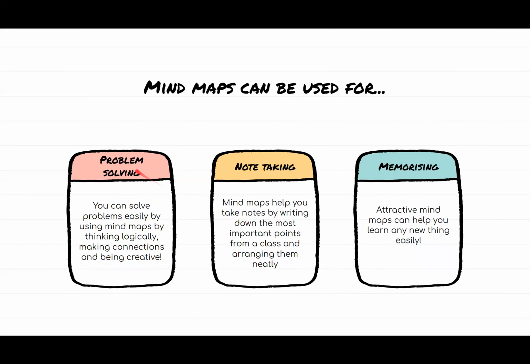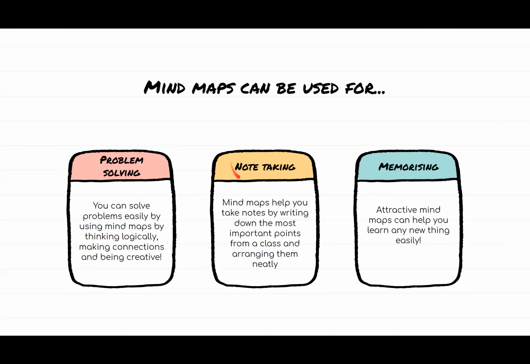You can also use mind maps for problem solving because the essence of problem solving lies in being able to judge the pros and cons of the different choices that you have. Moreover, problem solving is effective when you can see the different options that you have. It'll help you think logically and make connections between the various scenarios that are possible for you.